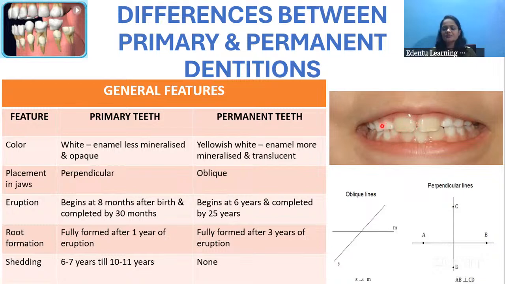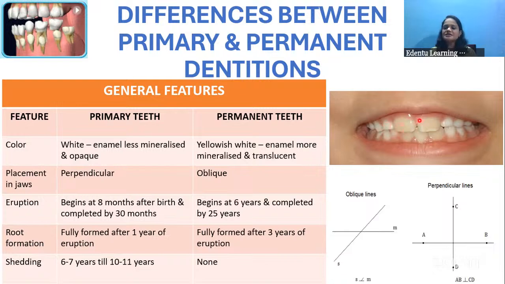In this picture, you can see that the primary teeth are really white in color. They are also called milky white. This is because the enamel, the outermost covering, is less mineralized, so it is opaque in nature. The underlying color of the dentine is not much reflected outside, that's why it's purely milky white.